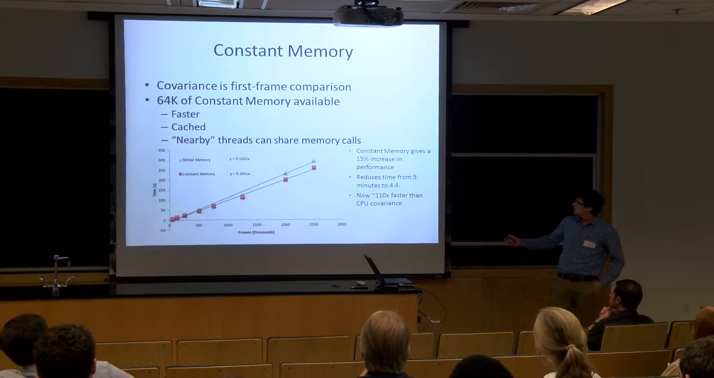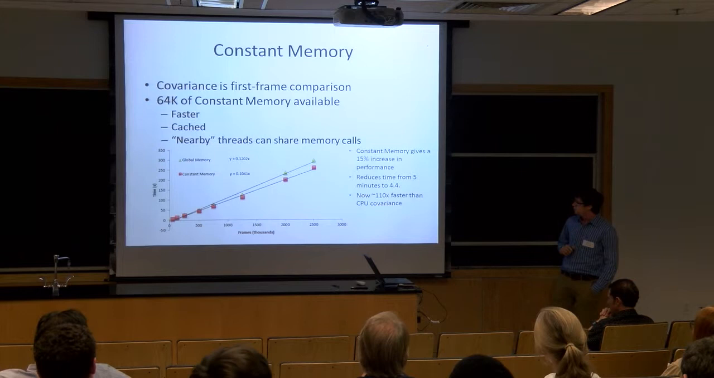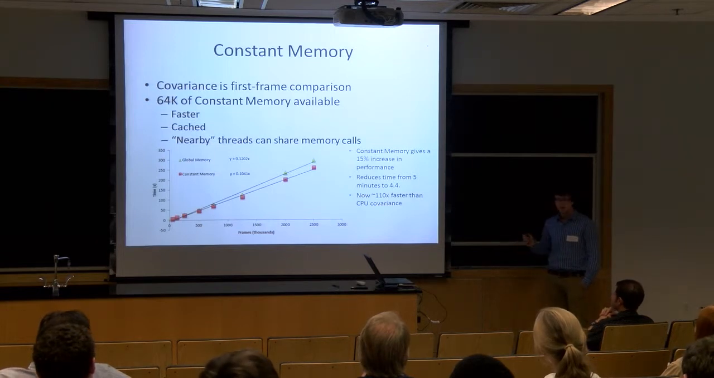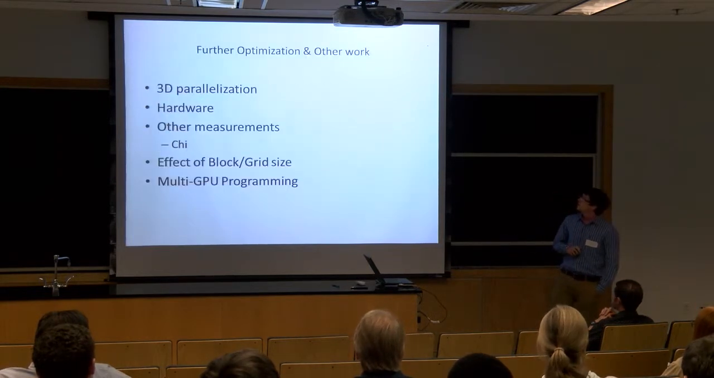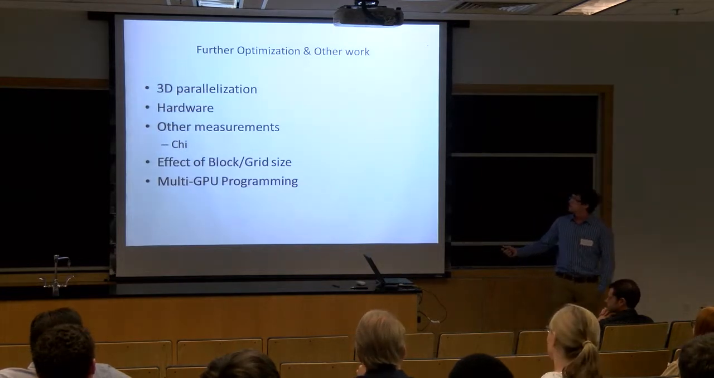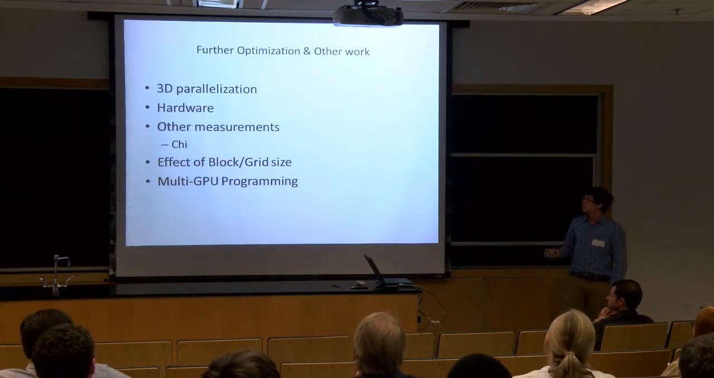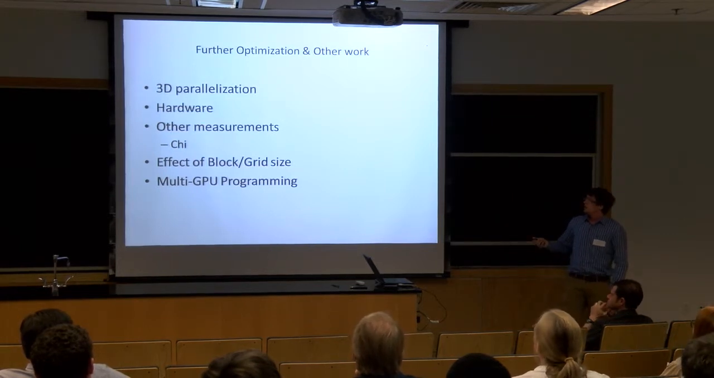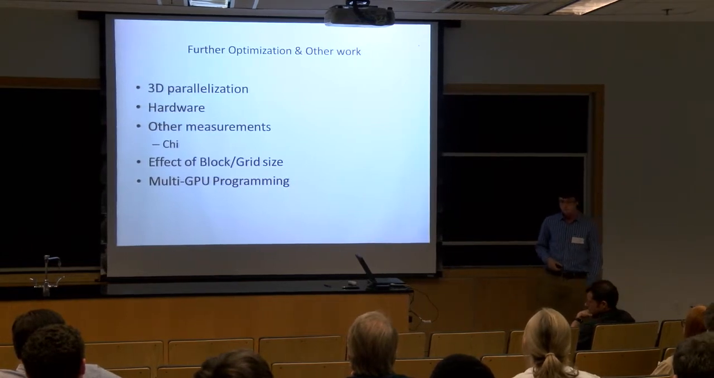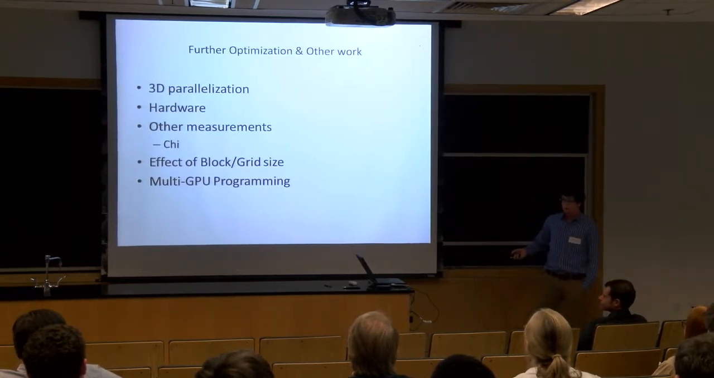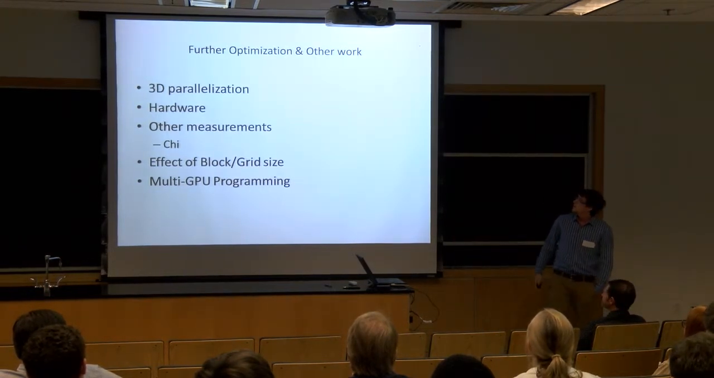So with this 15% increase in performance that I got from the constant memory, it reduced the time from 5 minutes to 4.4, and it's now just over that 100 mark, 110 times faster. So rather than waiting a day and having your code run overnight, you can now do it in under 5 minutes. For further optimization, I'd like to do 3D parallelization, where you have problems with race conditions. We can get newer hardware every year. There are a couple other measurements than covariance that we'd like to do. And multi-GPU programming, where you use multiple cards, and some other CUDA parameters.